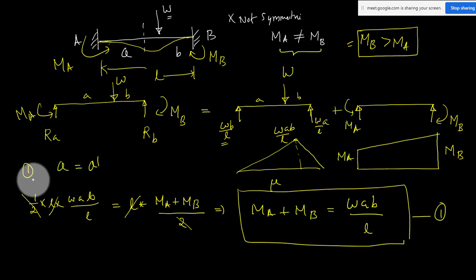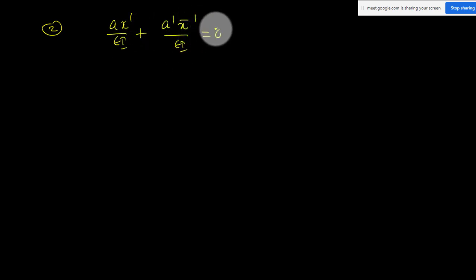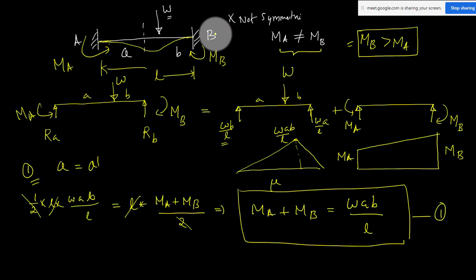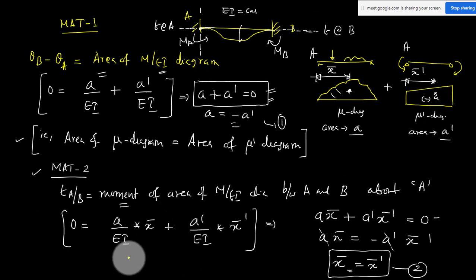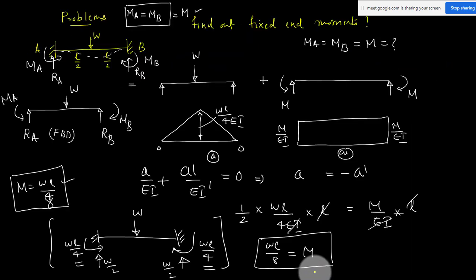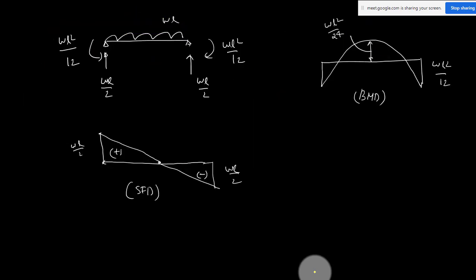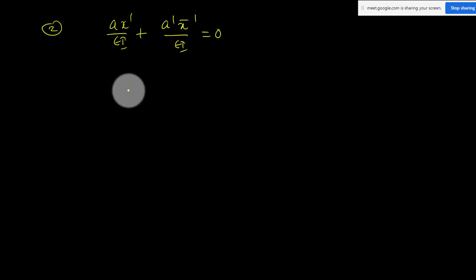The second equation you can get from moment area theorem 2. What is moment area theorem 2? A x bar plus A dash x bar dash by EI equal to 0. That is the second moment area theorem; you remember we derived it. Finally, this is the relation. So the CG distance from the left support for the two cases, you can equate: x bar and x bar dash should be equal.